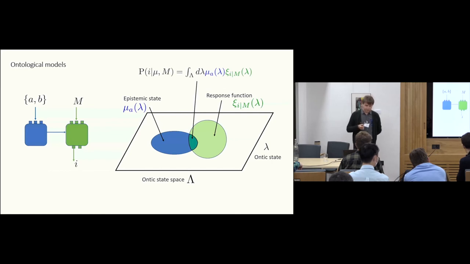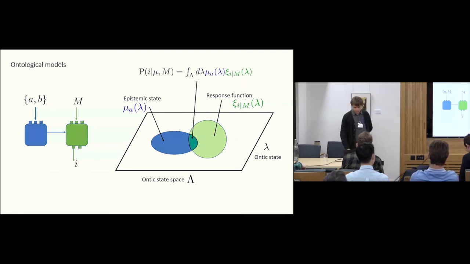So this is defined in terms of these ontological models. So you have some measuring device and some preparation device as well. And you want to model these using this ontic state space formalism. So this is some space in which each point completely characterizes the physical properties of your system. And then the operations you can perform in a lab are mathematical functions on this space.